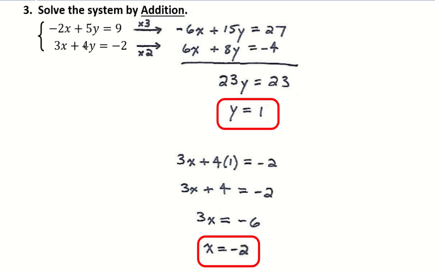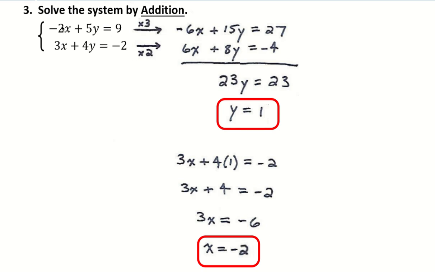Now, it would have been nice if there already would have been opposites, but no, negative 2x and positive 3x, not perfect opposites. They're not going to cancel out. Neither will positive 5y and positive 4y. So you have to multiply whatever, to either one of the equations or both of the equations to make either the x's or the y's opposites. So it looks like here I'm choosing the x's. Okay, you could have chosen the y's. There's numerous ways to skin the cat here.